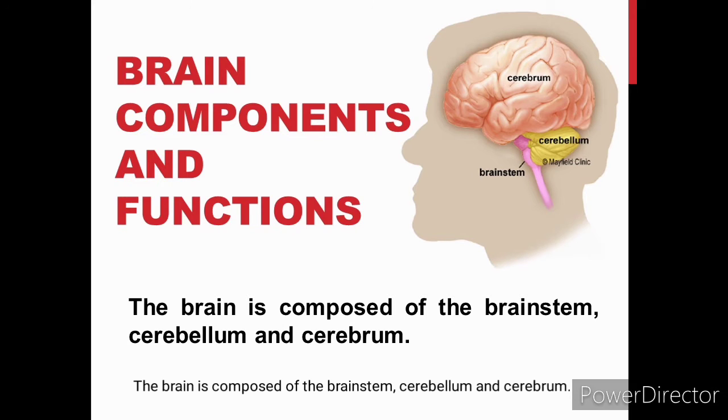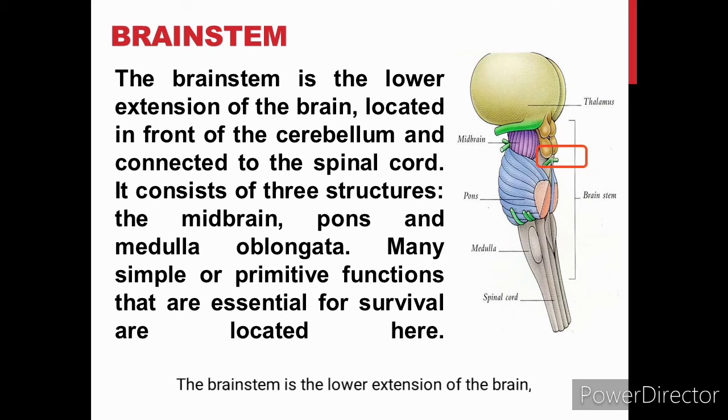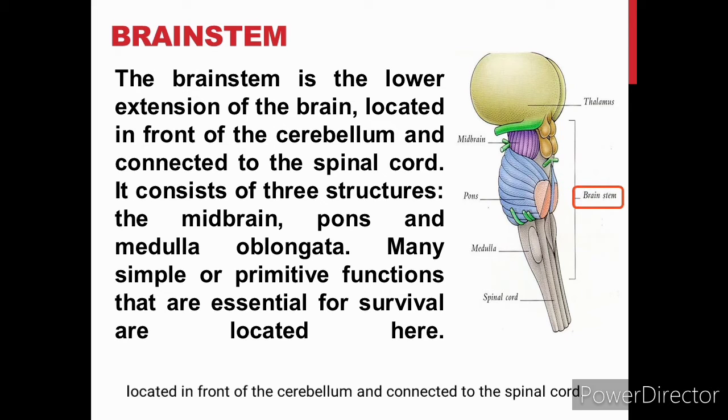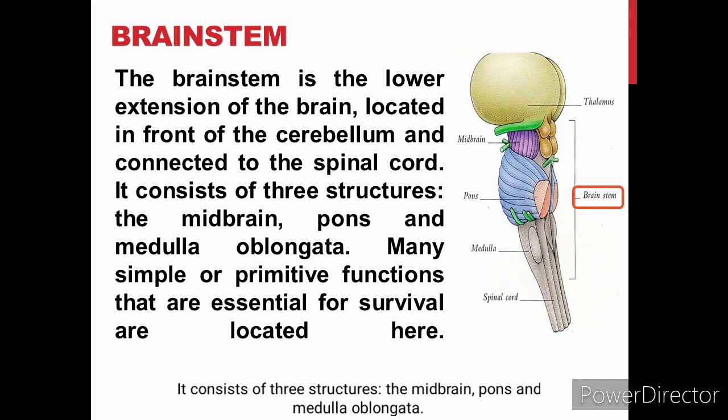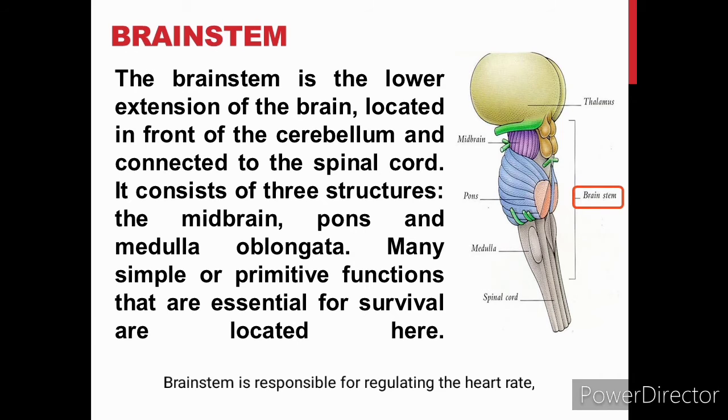The brain is composed of the brainstem, cerebellum, and cerebrum. Each part has its own function. The brainstem is the lower extension of the brain, located in front of the cerebellum and connected to the spinal cord. It consists of three structures: the midbrain, pons, and medulla oblongata. Many simple or primitive functions that are essential for survival are located here. The brainstem is responsible for regulating the heart rate, sleeping, eating, and breathing.